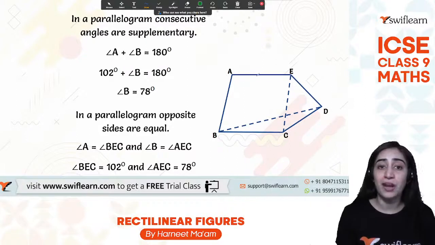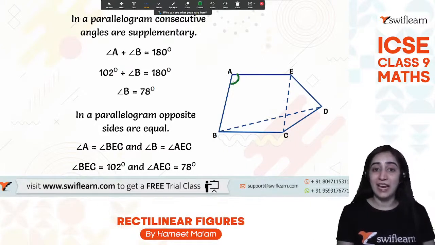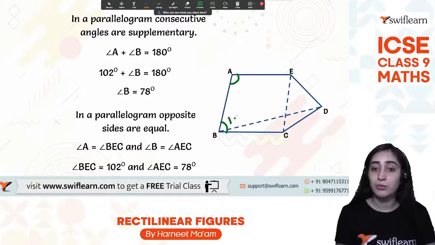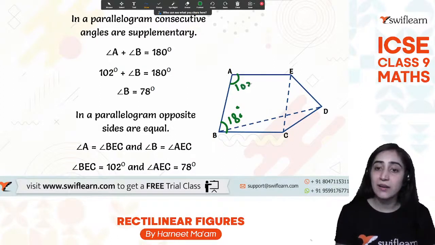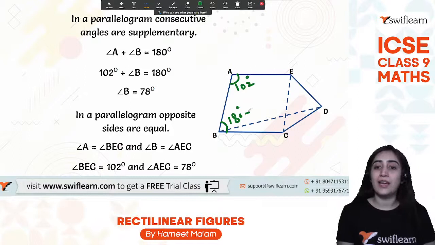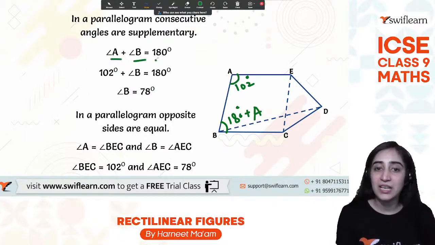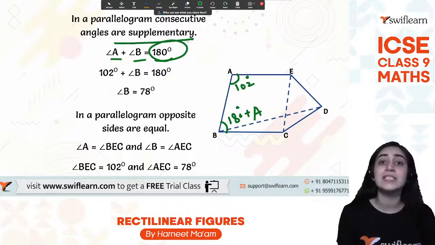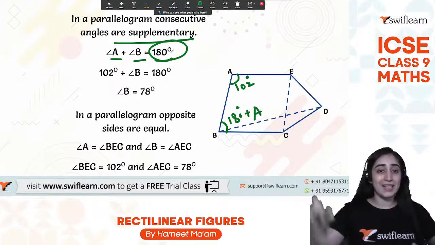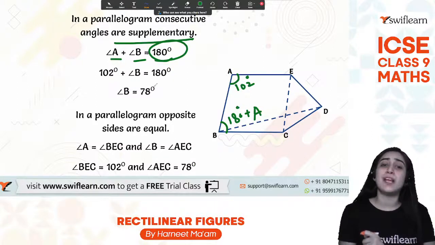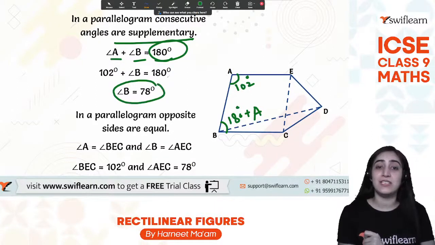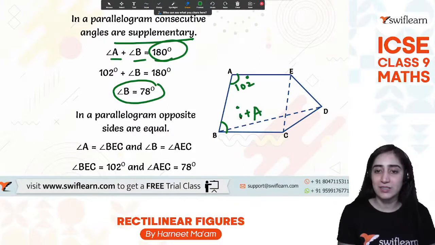So in a parallelogram, I know that angle A and angle B will add up to 180 degrees. This we always know. This is 102 degrees. So how can I find the angle B? Angle A plus angle B is 180 degrees because the angles are supplementary. We can use this property of a parallelogram. By this, we'll get to know that angle B is 78 degrees. So let me write this, 78 degrees.